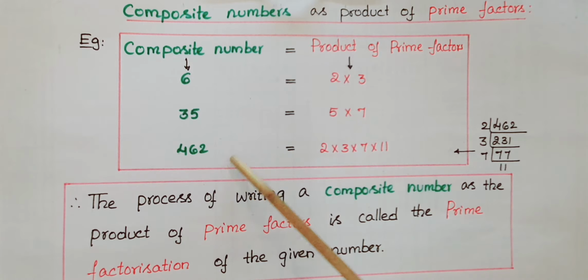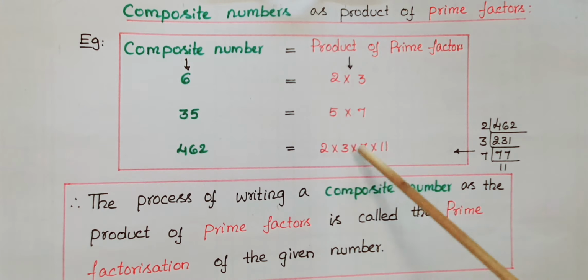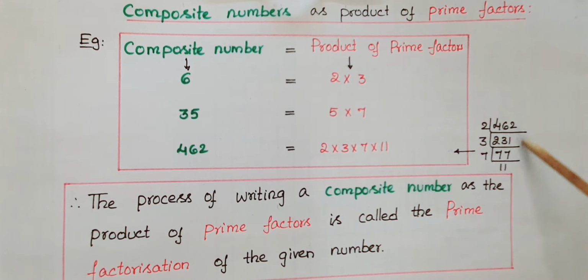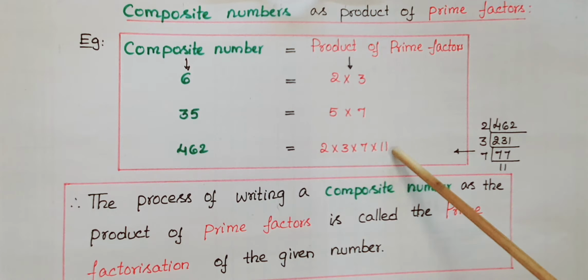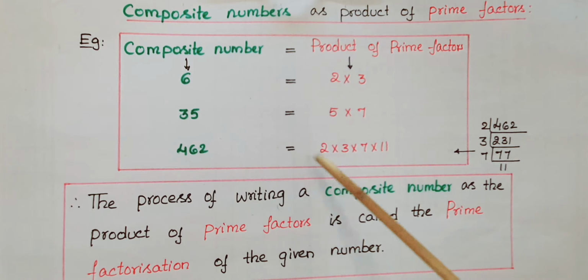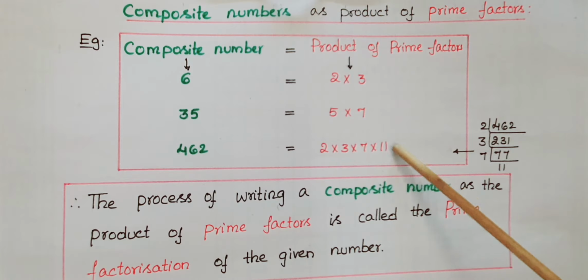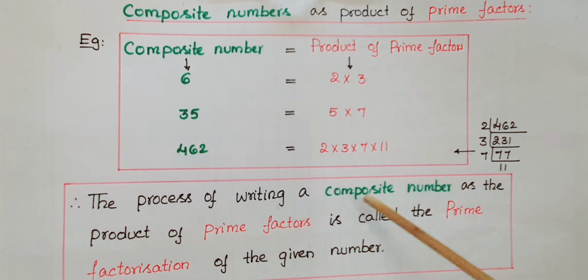And 462 you can express as 2 into 3 into 7 into 11. You can do it like this. So these are the prime factors. So we can express 462 as the product of prime factors. So the process of writing a composite number as the product of prime factors is called the prime factorization of the given number.